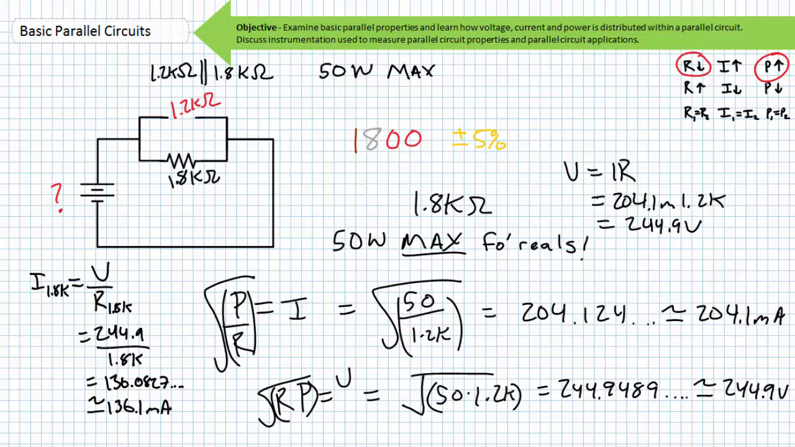Notice this larger 1.8 kilo ohm resistor is drawing less current. With the same voltage across it, it should mean that it's dissipating less power. Let's see if that's the case. Using any permutation of the power equation, we find a 1.8 kilo ohm resistor with 244.9 volts across it, drawing 136.1 milliamperes of current, dissipates approximately 33.3 watts. No wonder this 50 watt rated resistor could ride out a 33.3 watt storm. Thanks to our knowledge of basic parallel circuit properties, the case of the missing resistor is now closed.